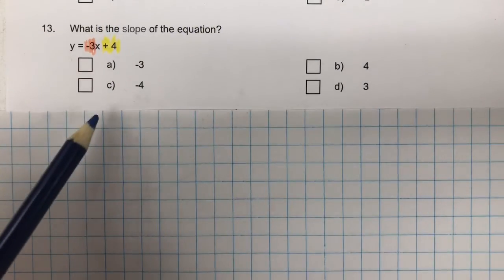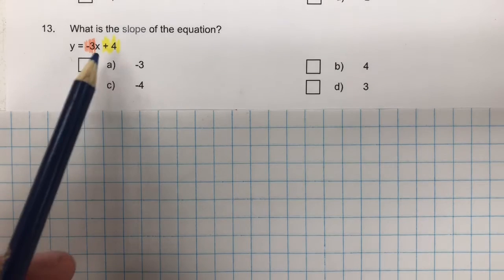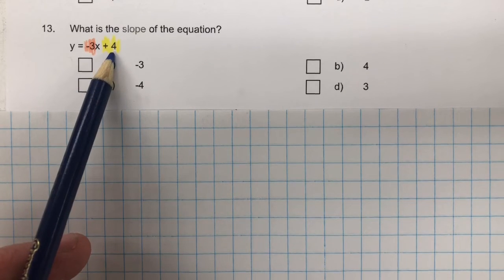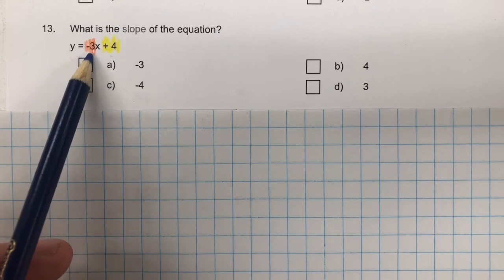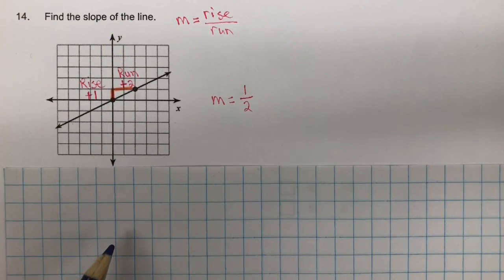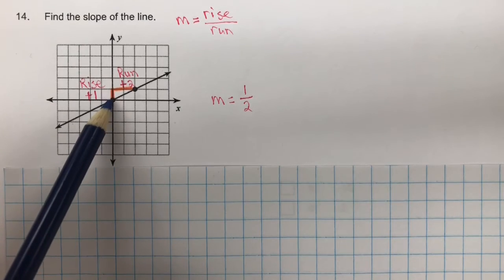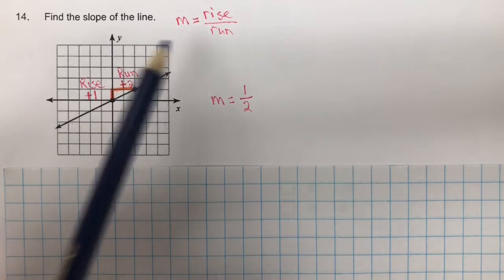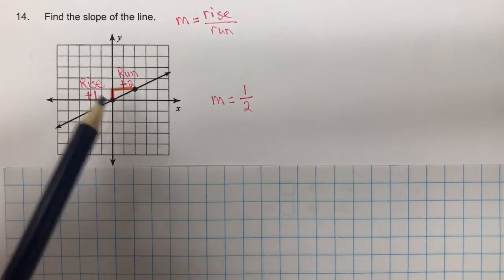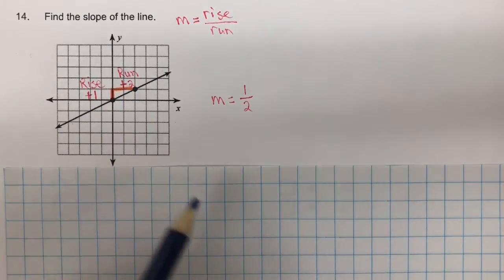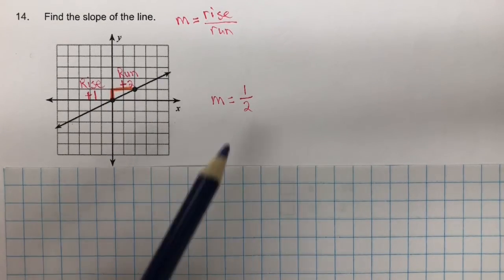For number 13, what is the slope of this equation? Well, in the yellow, positive 4 is the y-intercept, or the initial value. The slope is negative 3. For number 14, we need to find the slope of the line. So I have my two lattice points here, and slope equals rise over run. So this has a rise of 1 and a run of 2. So the slope equals 1/2.